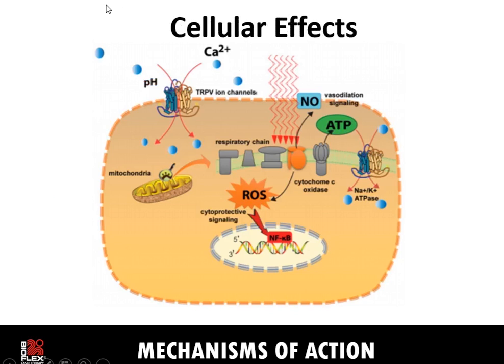This is a summary taken from Michael Hamblin's paper. Hamblin is probably one of the world's leading authorities on the mechanisms of action of low-level laser therapy. Again, it's showing you the different absorption points, whether it's the cytochrome C oxidase and the triggering events that occur there, or the calcium channel or sodium-potassium channel. These are all points that can be affected by the absorption of red and infrared light.